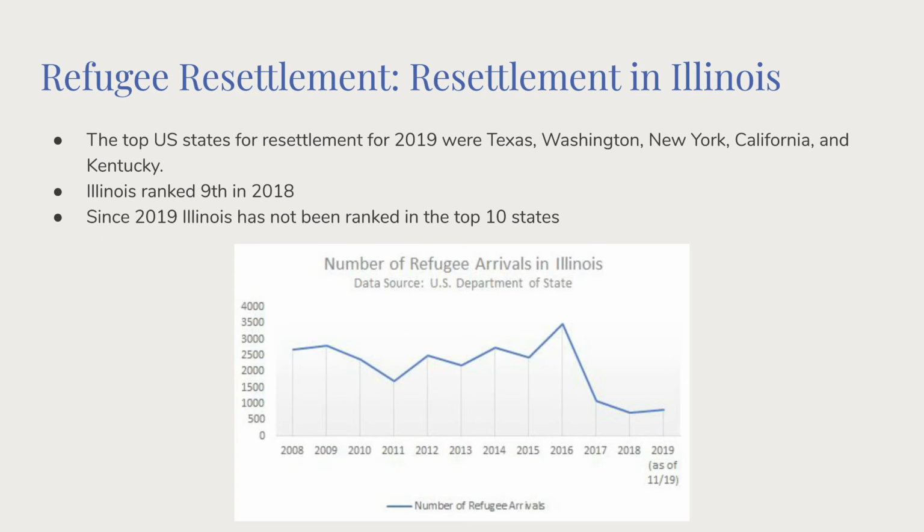The top U.S. states for resettlement in 2019 were Texas, Washington, New York, California, and Kentucky. In 2018, Illinois ranked 9th for states accepting the most refugees. I believe in 2016, they were among the top 5. But since 2019, Illinois has actually not been ranked in the top 10 states.